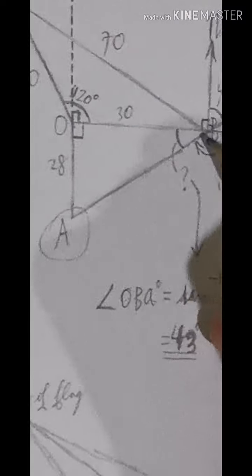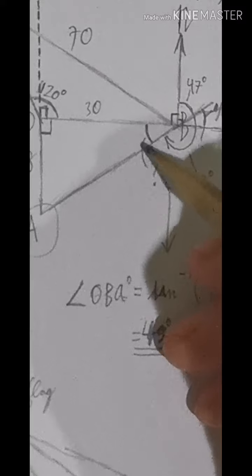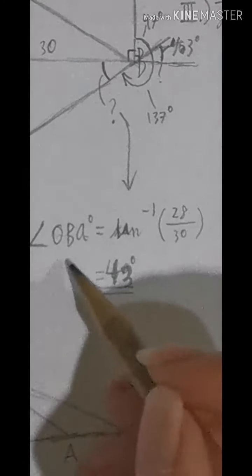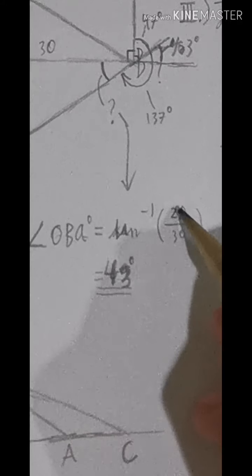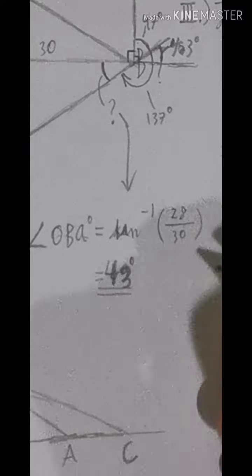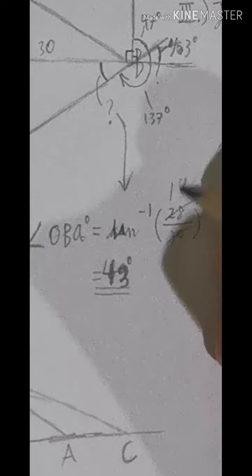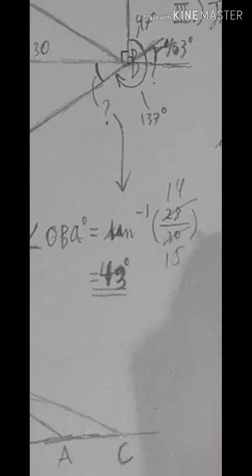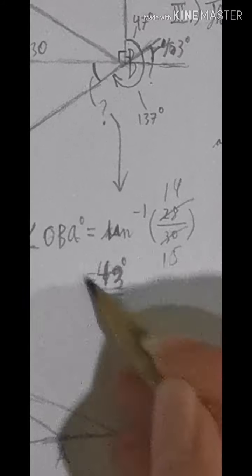Now, that angle is angle OBA. So how to find it? We can use angle OBA equals the inverse tangent of 28 over 30. You can simplify this by dividing them by 2 and getting 14 over 15. Since they are basically ratios, it will be fine. The numbers won't change. In the end, after you do calculations, you'll get 43 degrees.